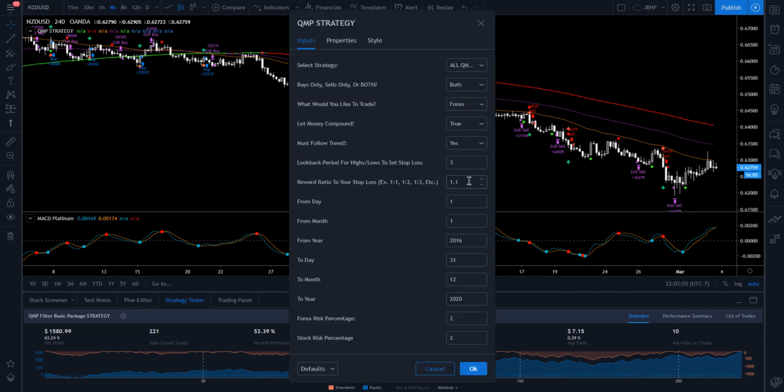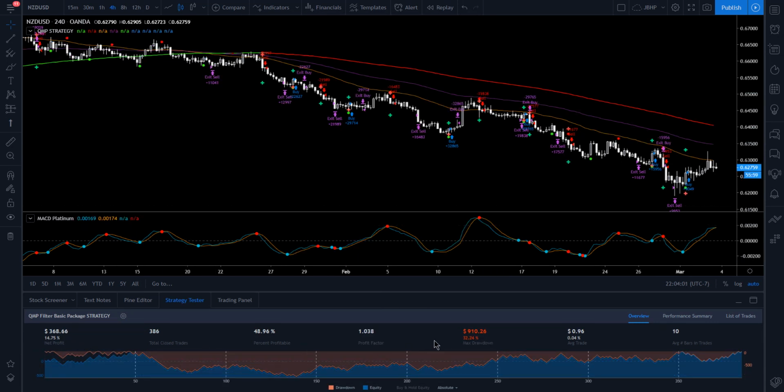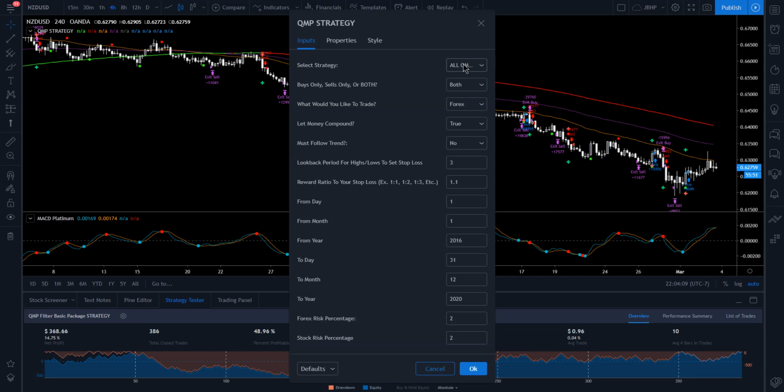If you were to switch it and you said, yeah, I don't really want it to follow the trend, we can just see how it affects things. 14% with massive drawdown, and now you'll see that it's actually allowing those buys to happen against the trend. So you can set these things up however you want. You can mess with all these. You don't have to follow how I've set up each feature.